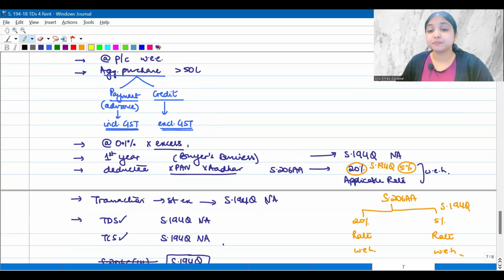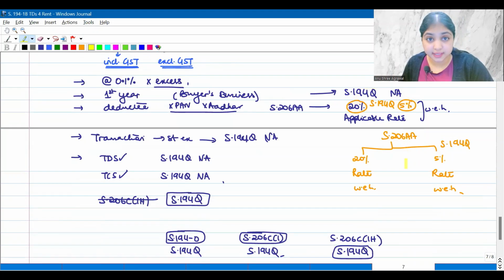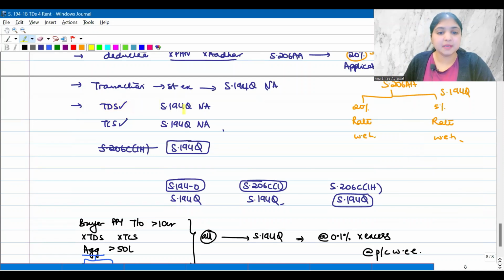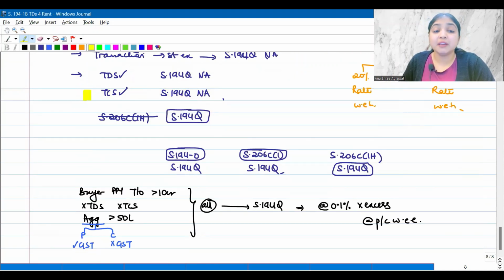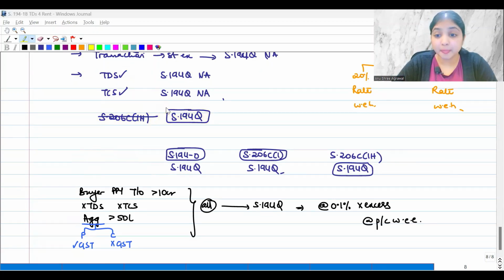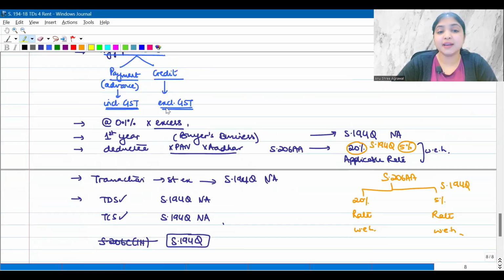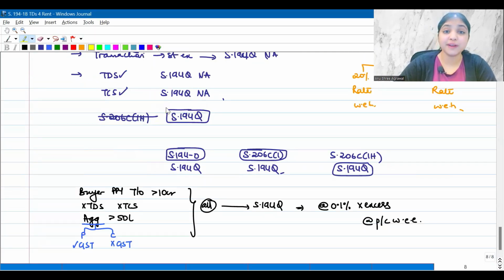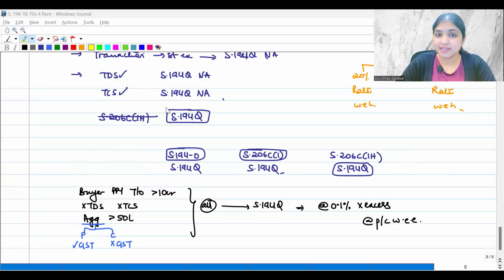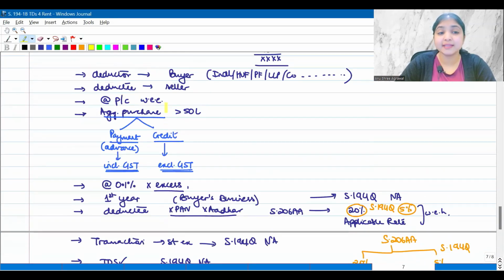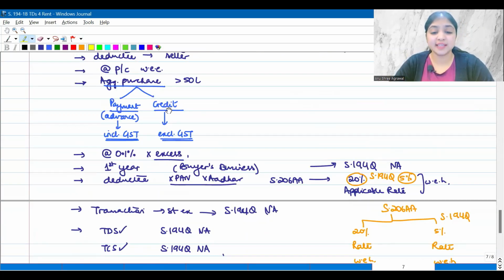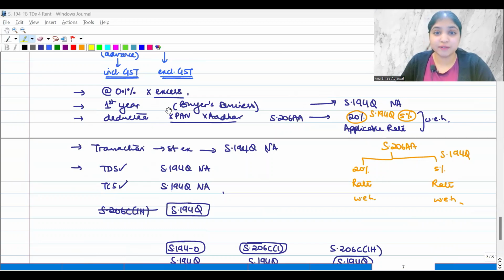Under 206AA, instead of 20%, you will take the 5% number. If any other TDS is applicable, 194Q will not apply. If any other TCS is applicable, then also 194Q will not apply. But if 206C1H TCS is applicable, between these two sections, 194Q only will have priority. Understanding? So this was our entire discussion with respect to section 194Q, a very important section. Now, apart from this, only one more TDS section we are left with, and that is section 194R.